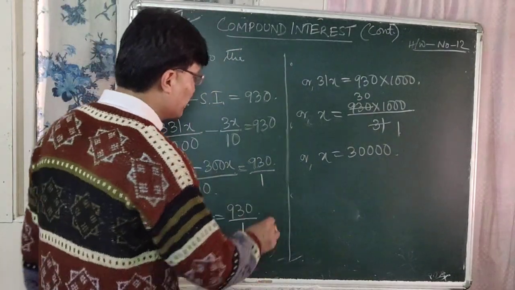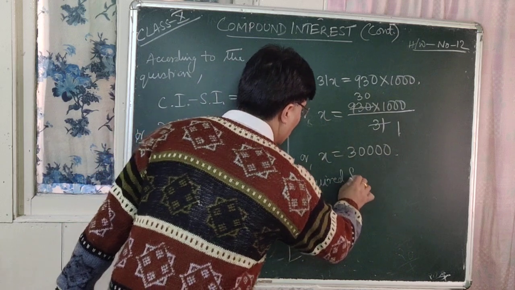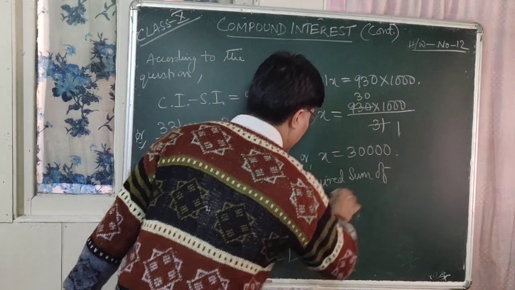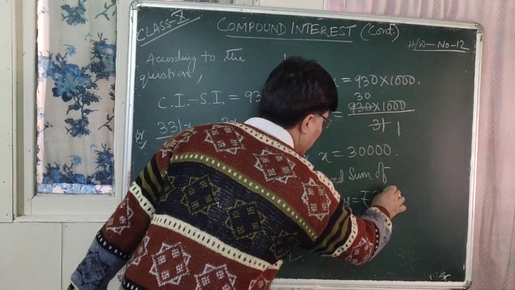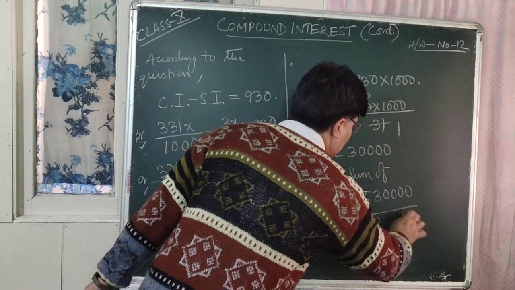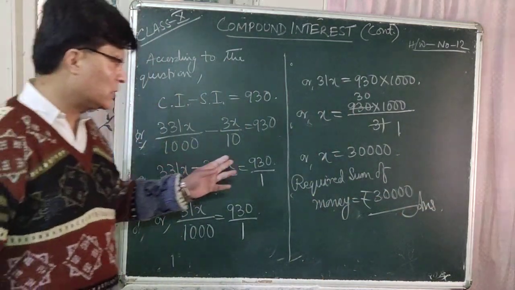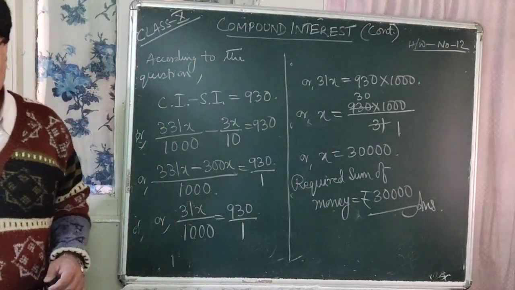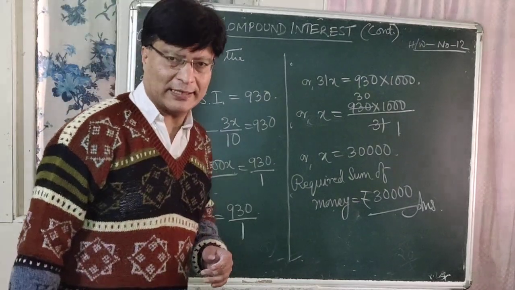So write down the answer. Required sum of money is equal to rupees 30,000. So this is your answer. So what is required sum of money here? It is rupees 30,000. So this is the final answer.